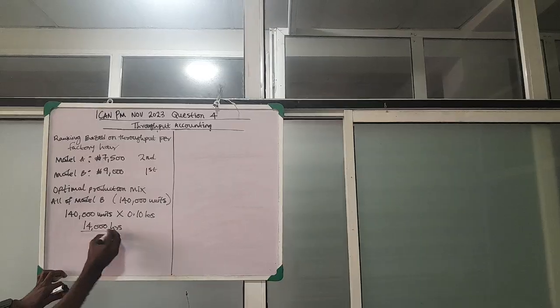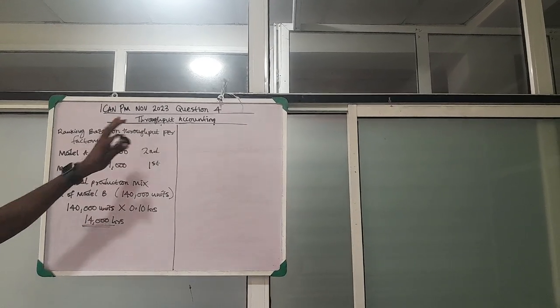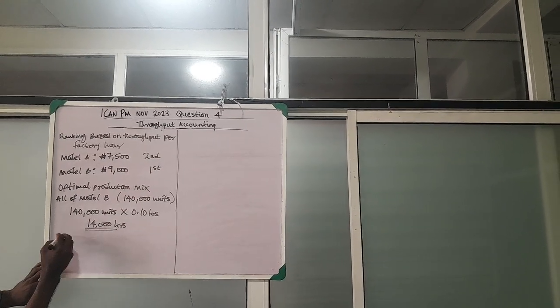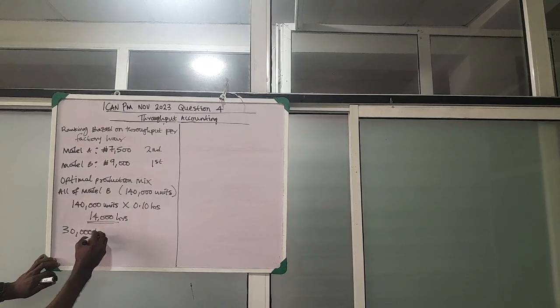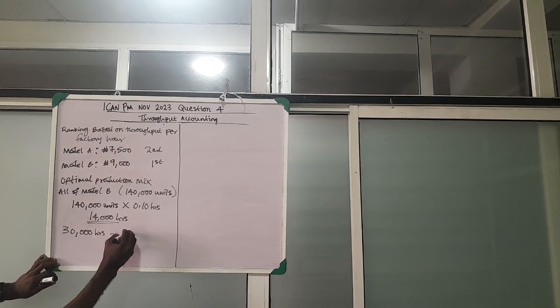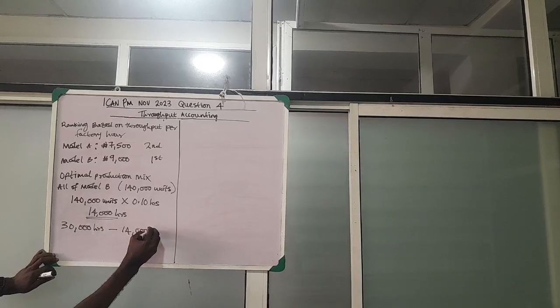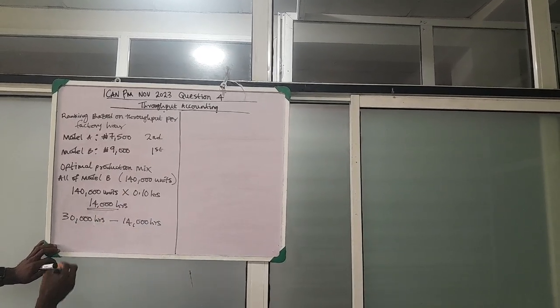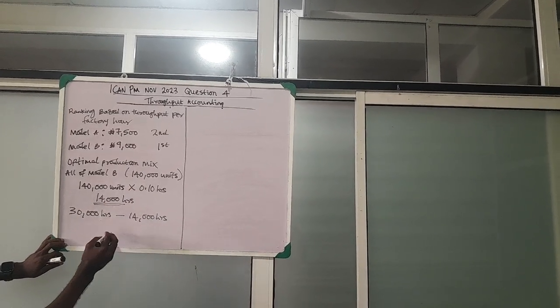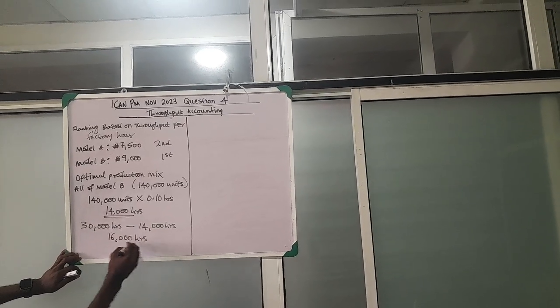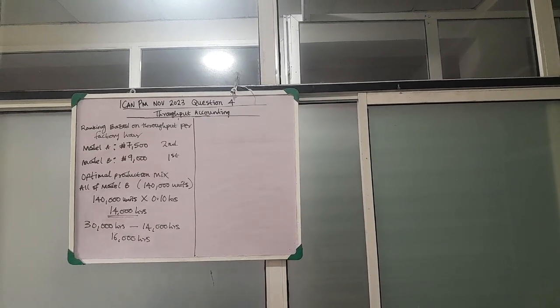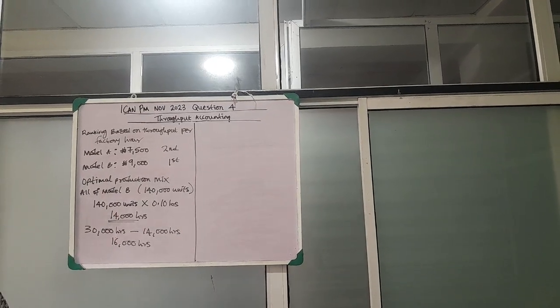14,000 hours. Now the remaining hours will be allocated to model A. What is the remaining hours? What is available in total is 30,000 hours. And we have used 14,000 hours in producing model B. So 30,000 minus 14,000 will give us 16,000 hours. Now these 16,000 hours will be allocated in the production of model A.